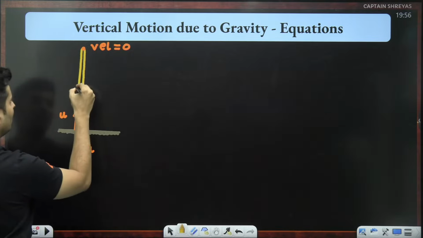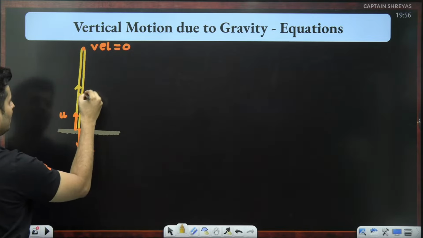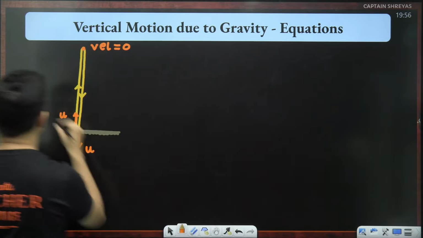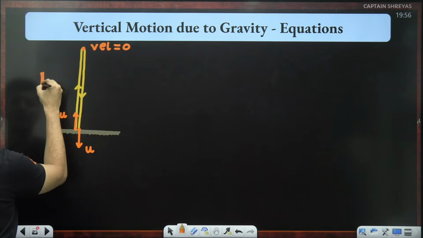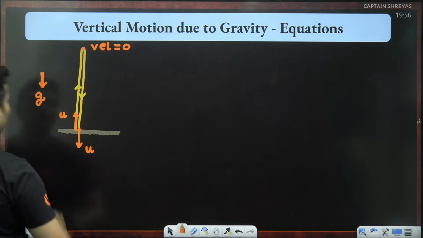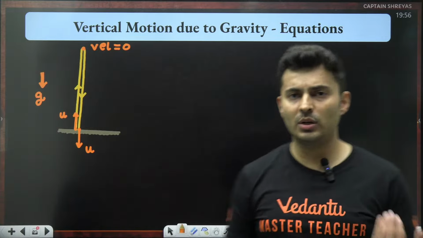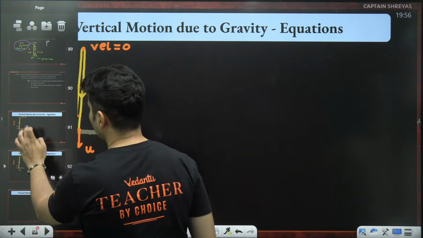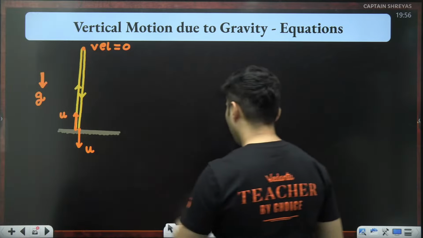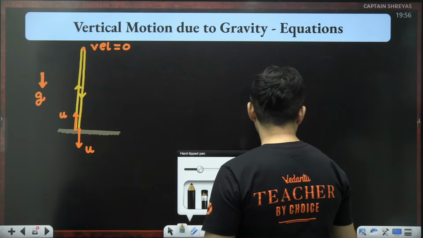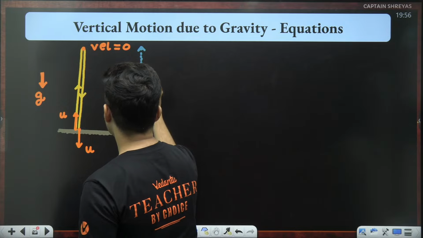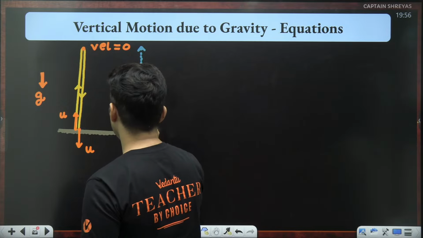So this was your upward journey. This is your downward journey. And during this entire journey, of course, the acceleration due to gravity was always downwards. Now, I want to find many things in this. One of the things I would love to find out is the maximum height till which it goes.